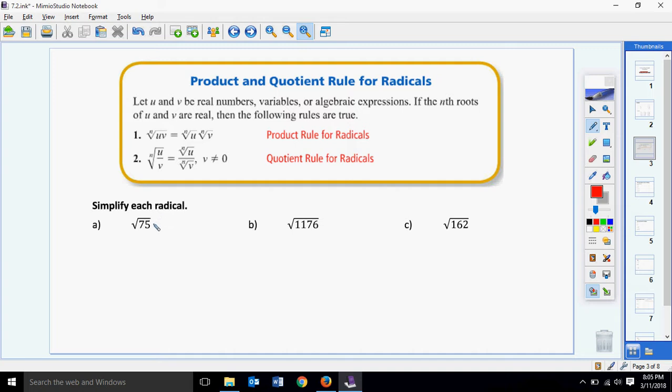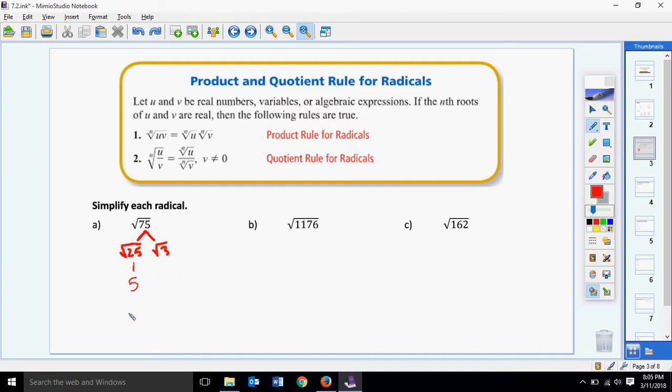So what we want to do is find a perfect square within 75. So two numbers that multiply to 75 would be 25 and 3. If I multiply the square root of 25 times the square root of 3, I would get back the square root of 75. Well, the square root of 25 is a perfect square. The square root of 25 is just 5, and I cannot break the square root of 3 up. There are no two numbers that multiply to be 3 besides 1 and 3.